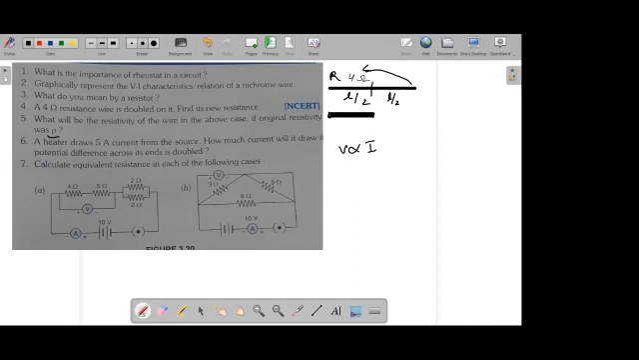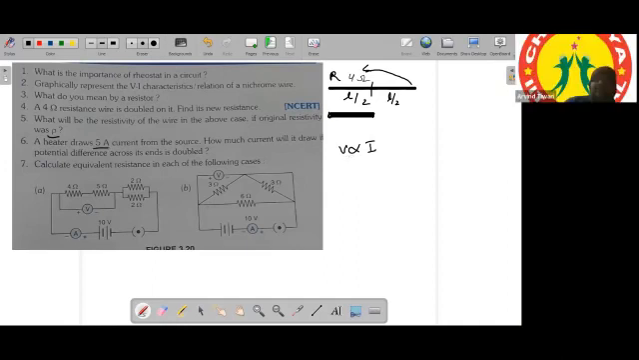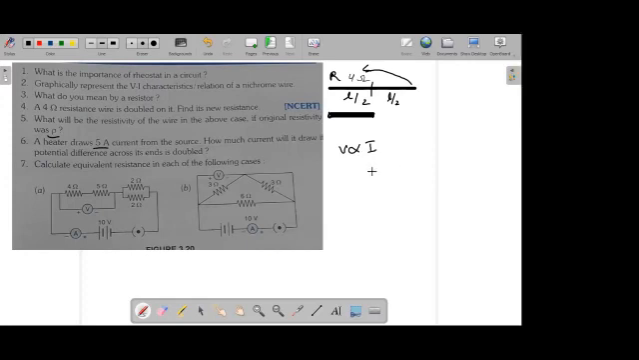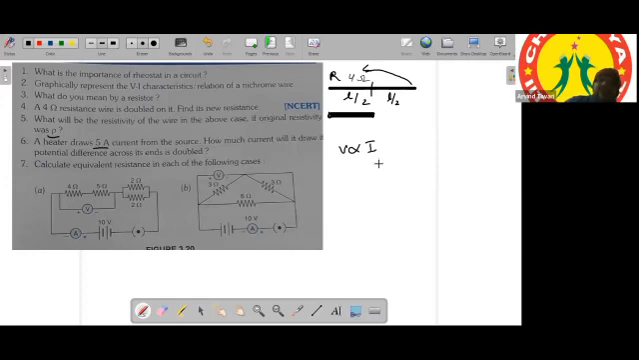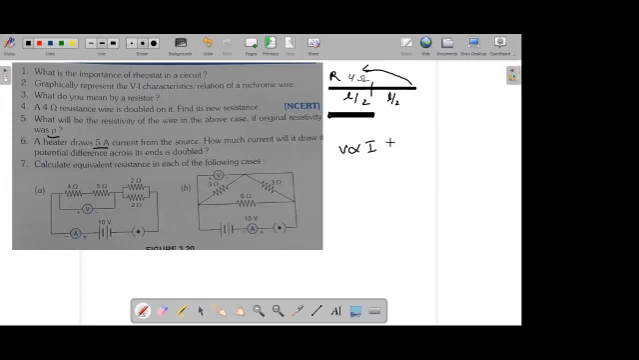Okay. So initially it has a current of 5 ampere. Then it says how much current will it draw if the potential difference is doubled. So if you double the potential difference, the current will also become double. So the new current will become 10 amperes.